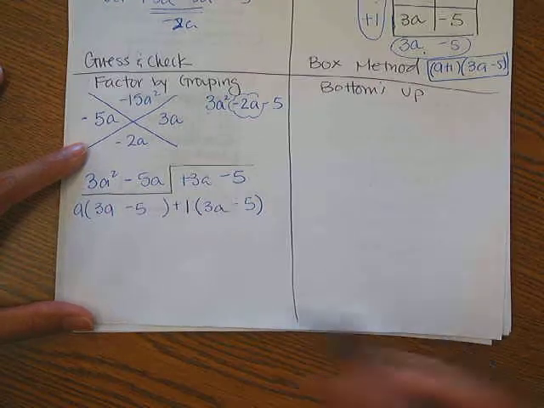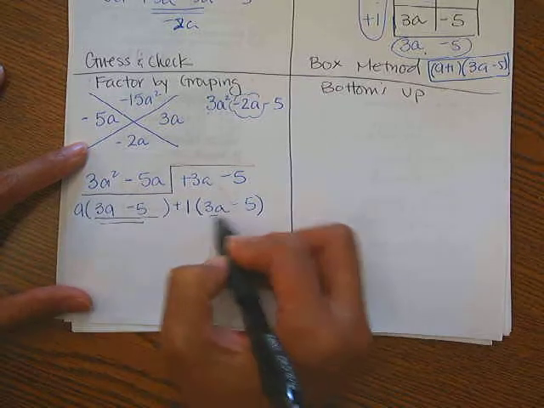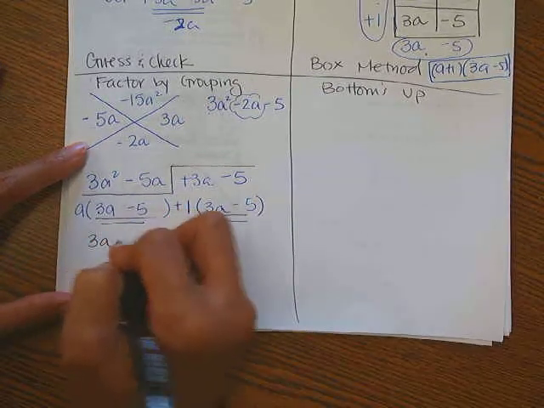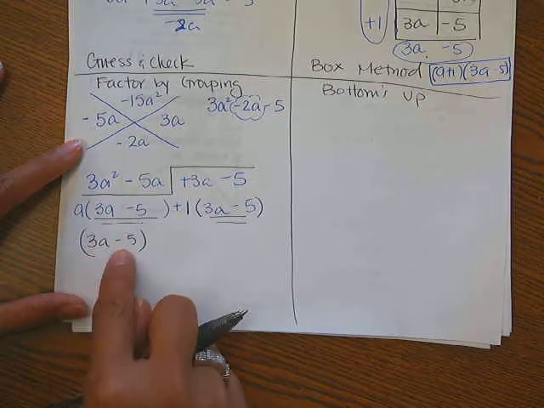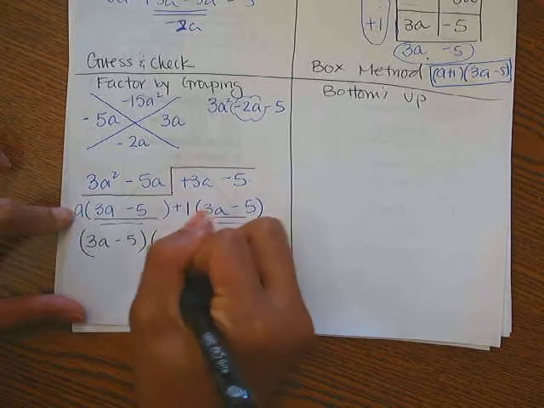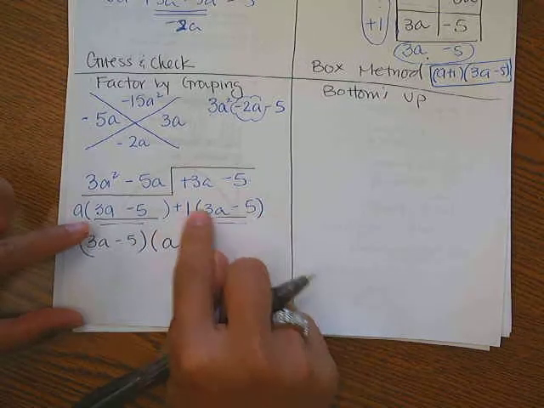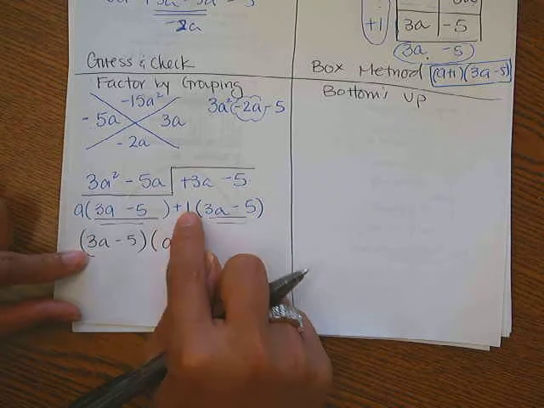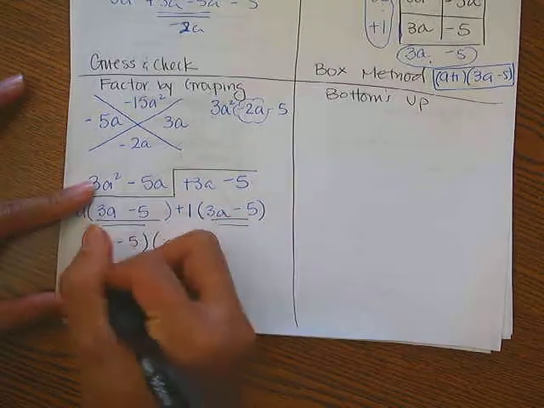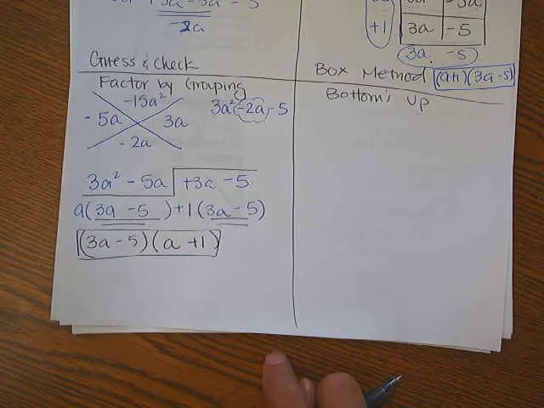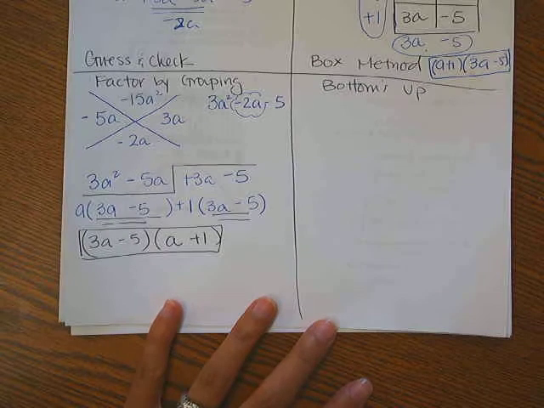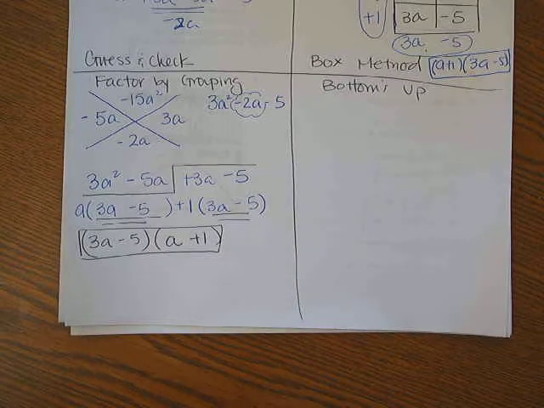Now, these 2 terms have this right here in common, which is 3a minus 5. So factor that out. If I take this whole piece and divide it by 3a minus 5, I'm only left with a. And if I take this whole piece right here, including the 1, and divide it by this, I'm left with positive 1. And that is done. And those again are the 2 factors. Okay. And again, if I'm going too fast, just hit pause please, and that way you can soak it in, finish copying before you go on to the next method.